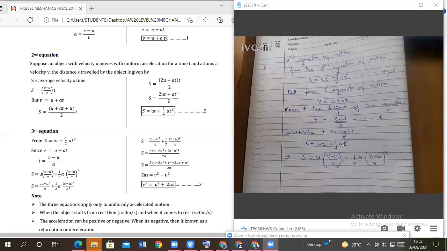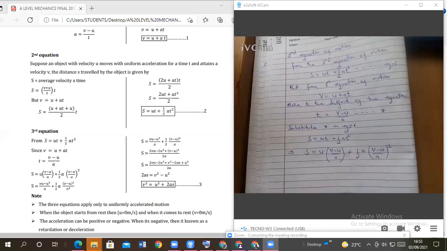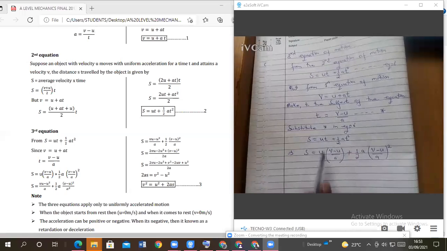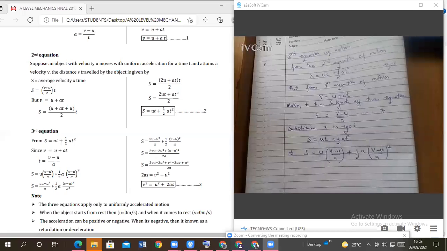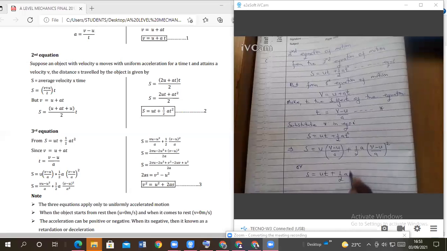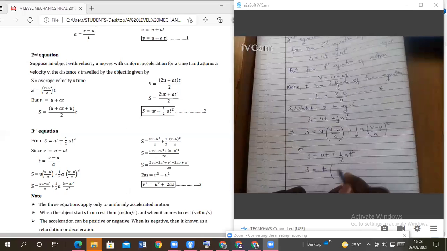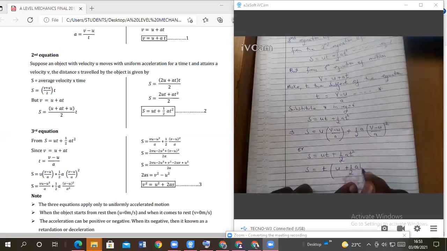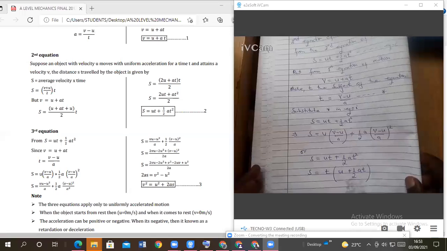Yes. Good. Now, when you look at this equation, what is common? V minus U out of A is common, right? There's no time, you don't even need to expand this, that is wasting time. Just factorize. Or you can start from here: S equals UT plus a half AT squared. You can see that T is common, so you factorize out T. Then I'll have S equals T into U plus a half AT. Members, have you seen that? If you have seen that, now we proceed.